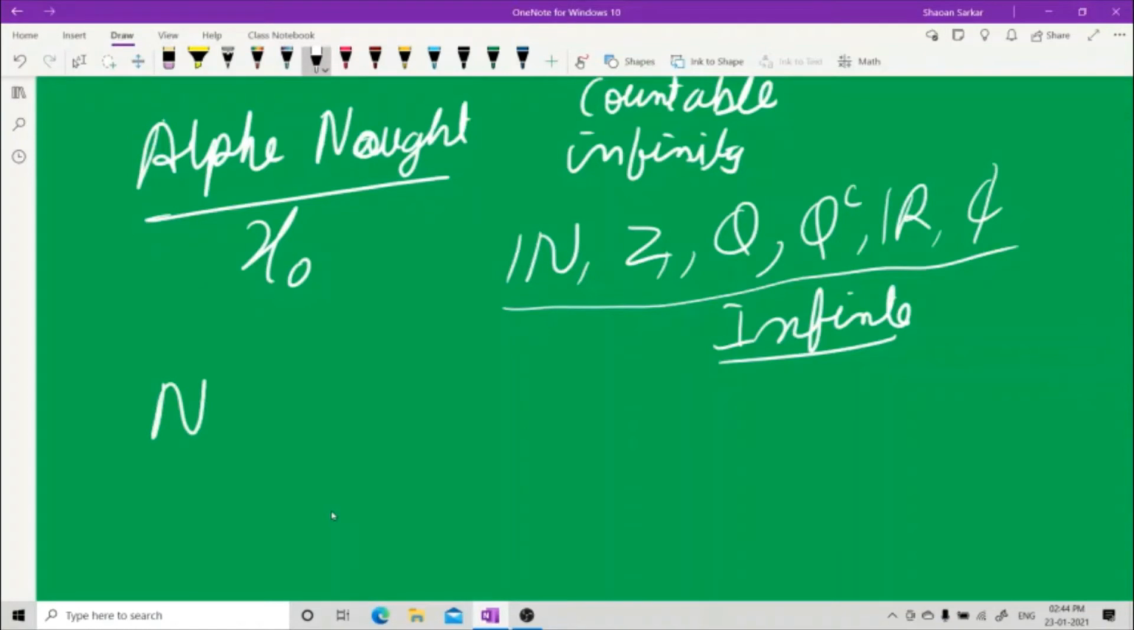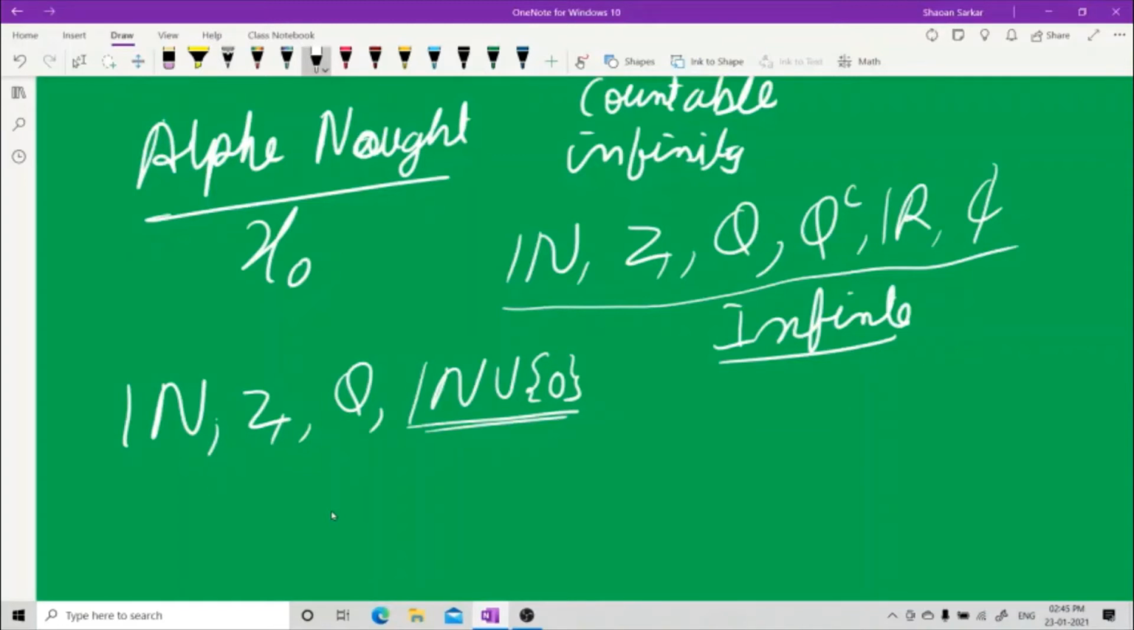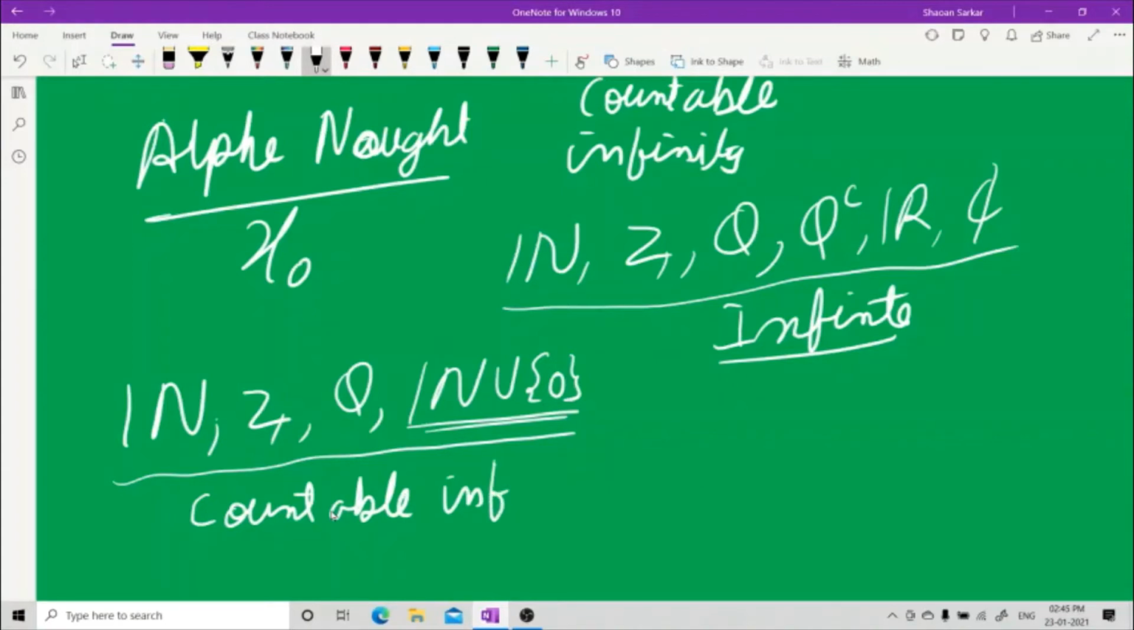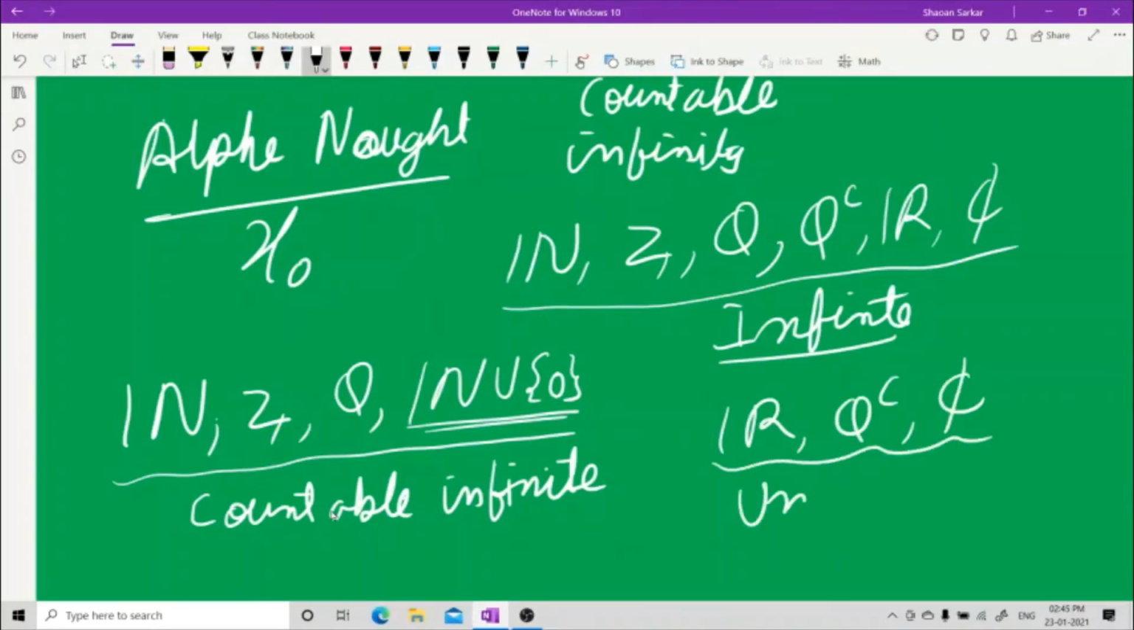Now you have N, you have Z, let me write down Q, then you have N union 0. I'll tell you what is union 0. This becomes the whole numbers, what you know as whole numbers. These all are countably infinite. And these, that is R, Q complement, irrationals, complex, are all uncountable.